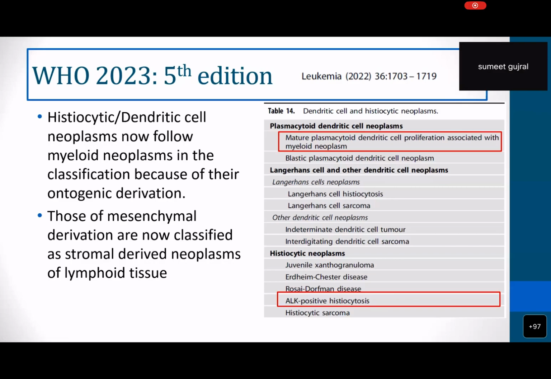Yeah, so this is something that I would never be able to pick up, because it's essentially picked up by flow cytometry and not by a histopathologist just looking at bone marrow trephine biopsies. All right, thanks for that, Sumit. And ALK-positive histiocytosis, yes, we have seen that and also published on that.